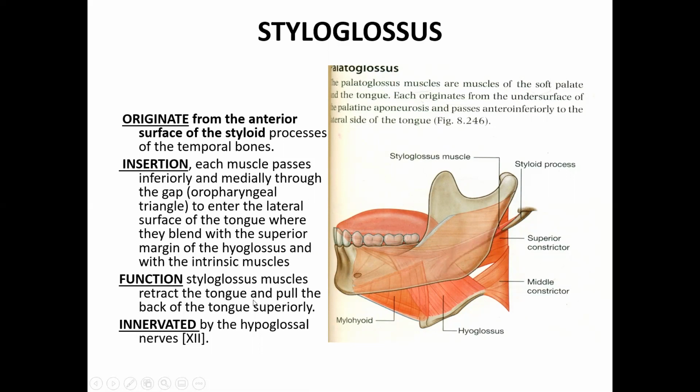Function of this muscle: it pulls the back of the tongue superiorly. So it elevates the back of the tongue, and it is also supplied by the hypoglossal nerve.